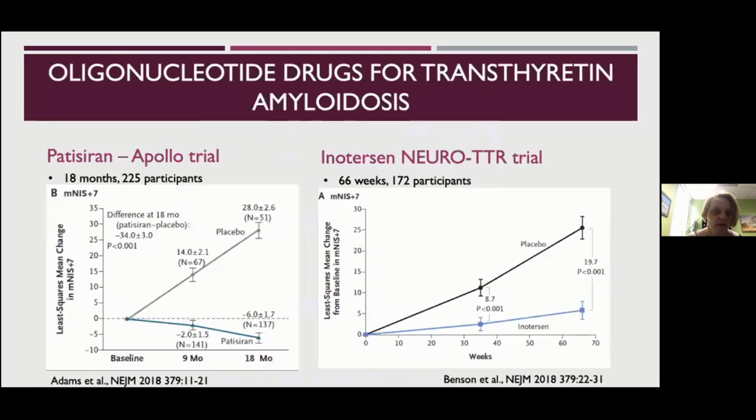The landmark trials are, with patisiran, the Apollo trial, and with inotersen, the NEURO-TTR trial. They were very similar. Patisiran was 18 months with 225 participants, and inotersen 66 weeks, which is almost the same, and 172 participants. Patisiran shows that placebo-controlled patients continued to have neuropathy progression, whereas in patients on patisiran, the neuropathy was not only stalled in progression, but they actually improved. With inotersen, you can see that the neuropathy progressed much less than in the placebo-treated group.